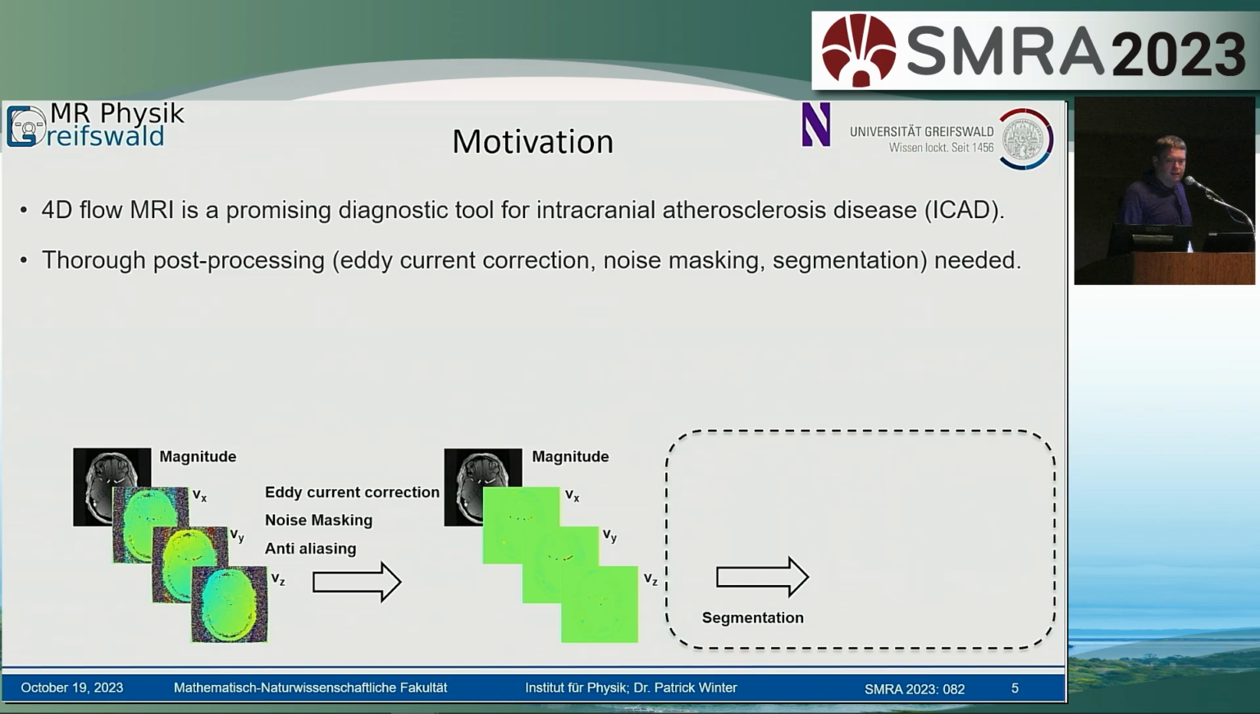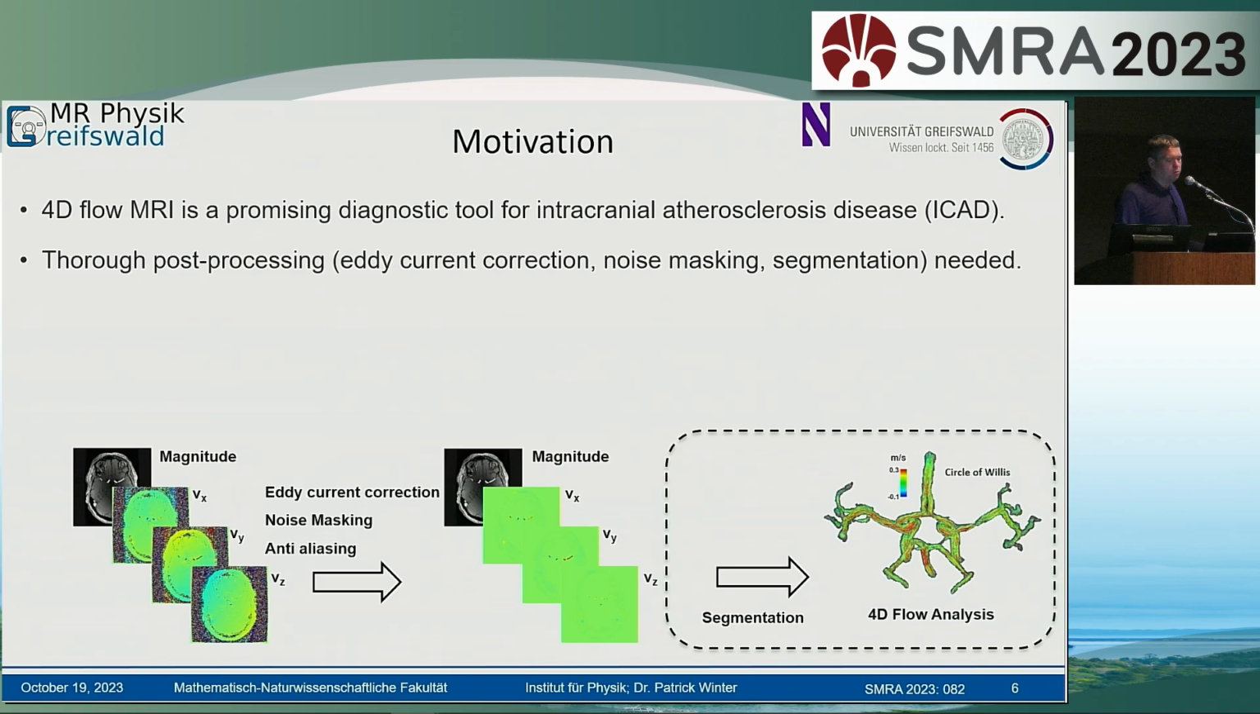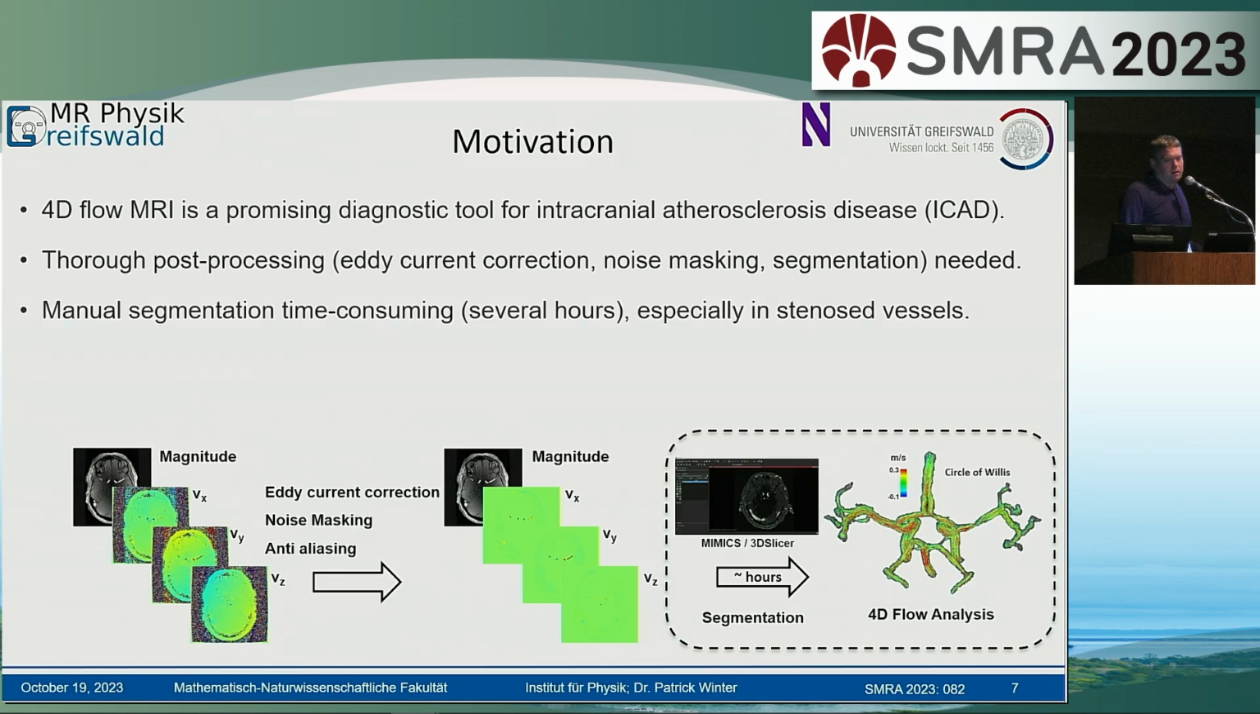And still, in a lot of cases, and only after all these post-processing steps, we are able to perform our 4D flow analysis. And still, in a lot of cases, the segmentation is done manually, which is very laborious and can take easily several minutes, and in special cases, even an hour or even longer, especially if you have patients with, for example, stenosed arteries.